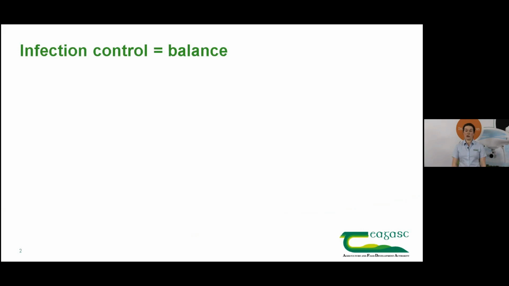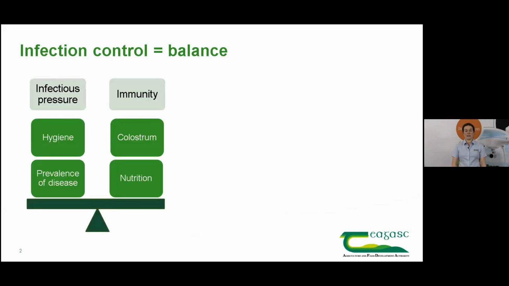So infection control is all about balance. It's a balance between infectious pressure on the one hand and immunity on the other. So when we talk about infectious pressure, we mean how much of a bacteria or virus is present in the herd and in the farm environment. So this is influenced by things including your hygiene practices, so your cleaning and disinfection strategy on farm, which will reduce the amount of bacteria and virus on the farm, and also the prevalence of disease in the herd, so how many animals are infected with the bacteria or virus.